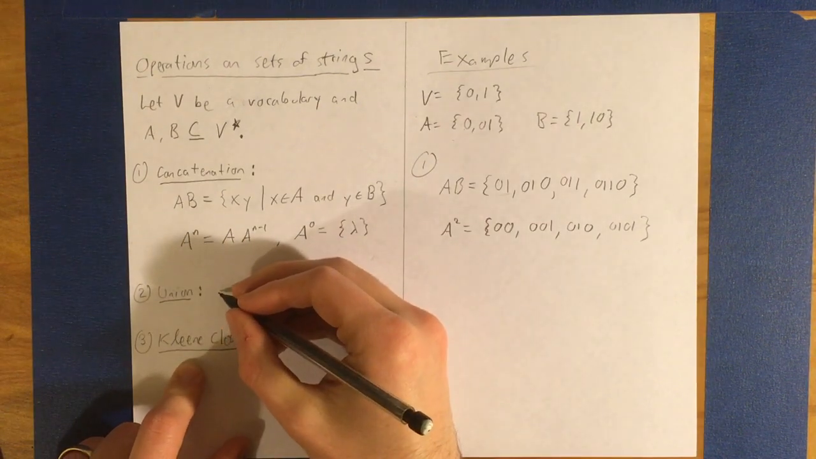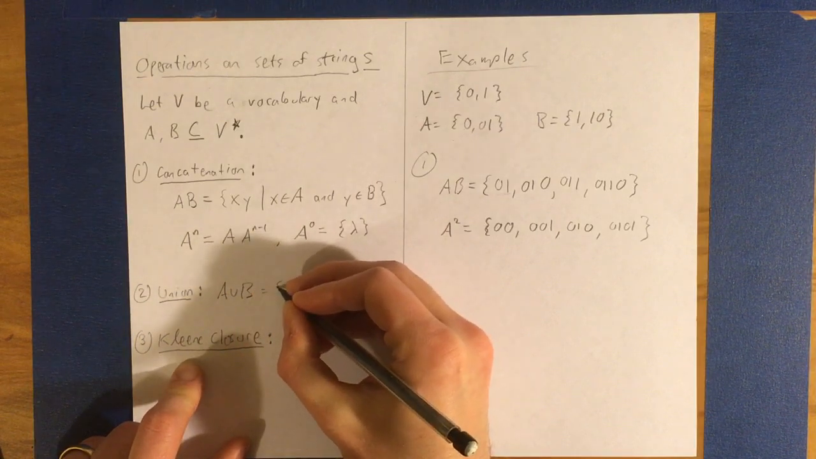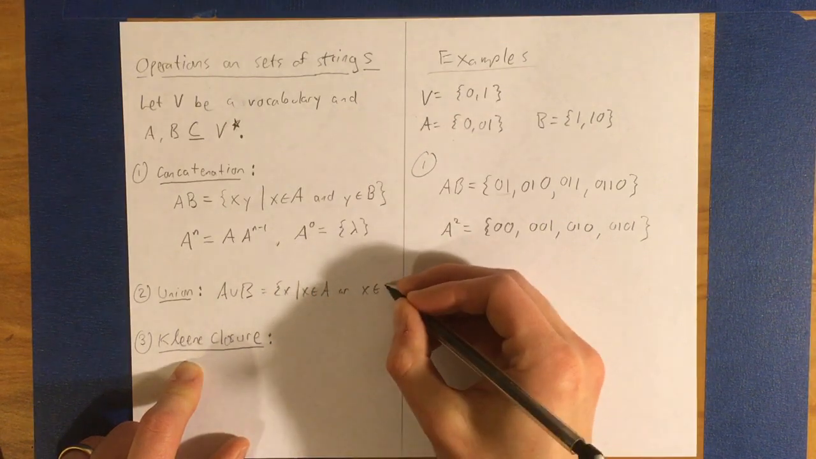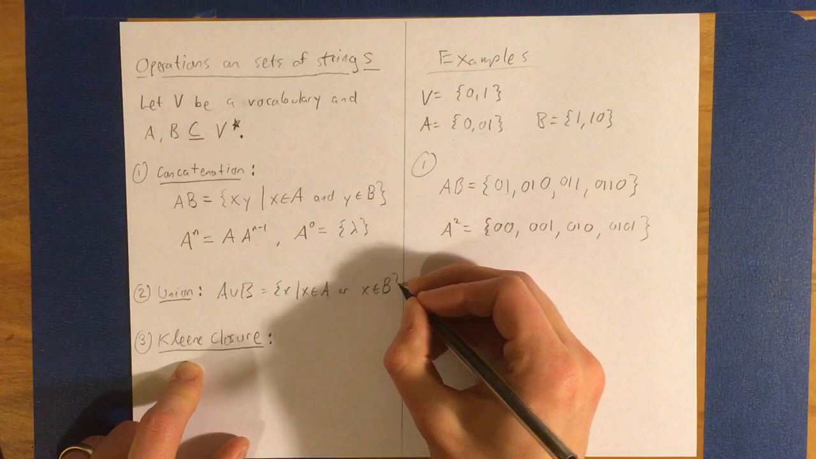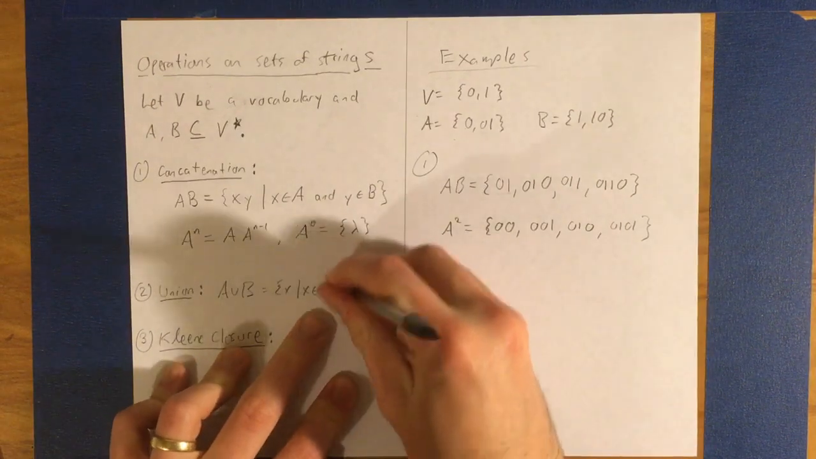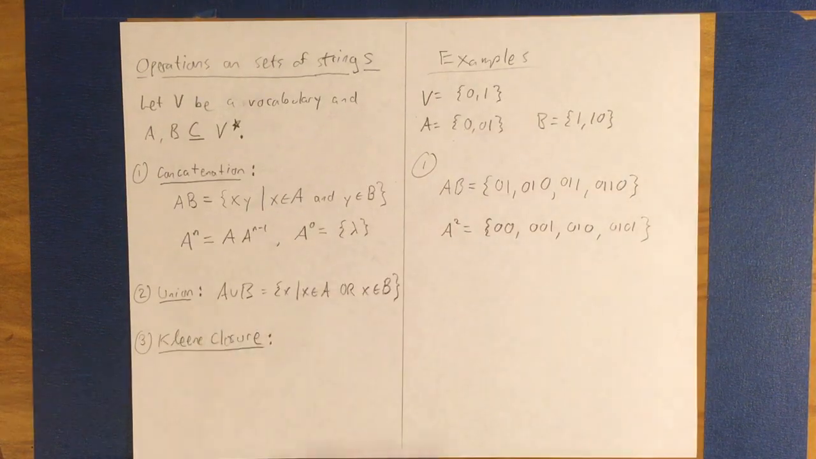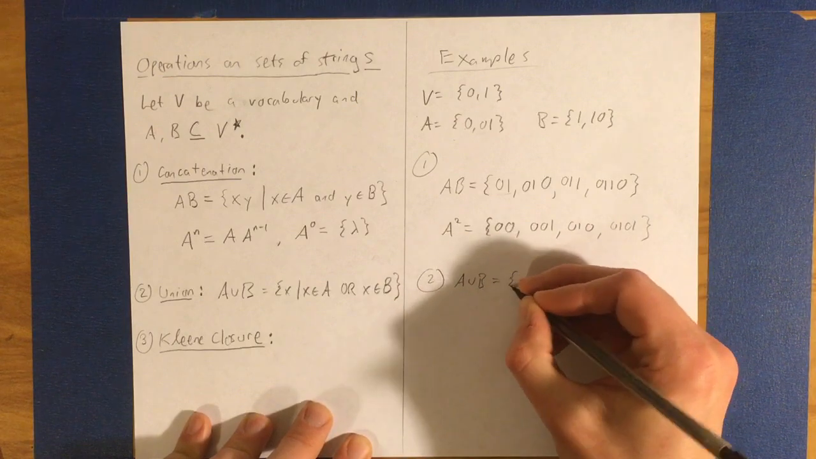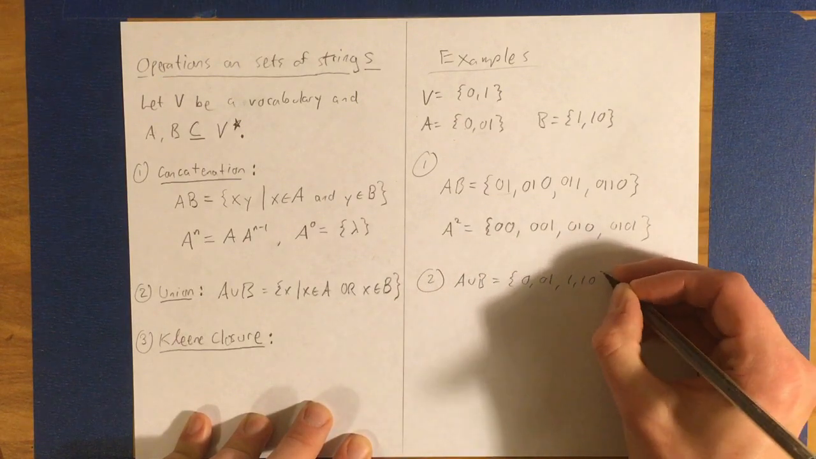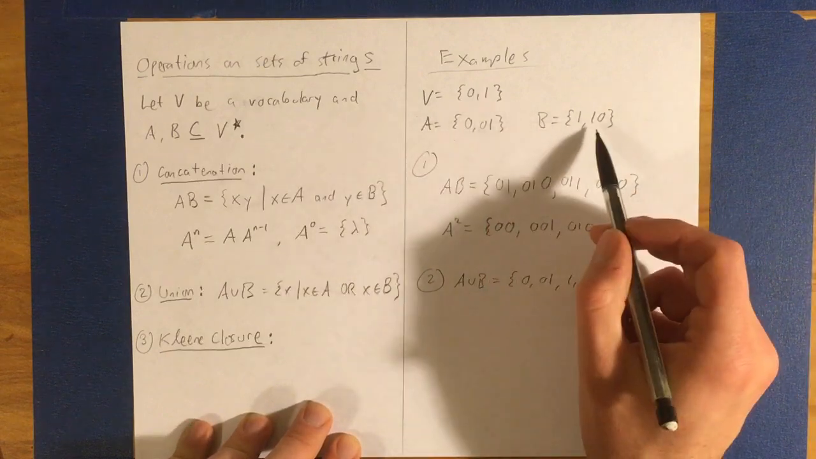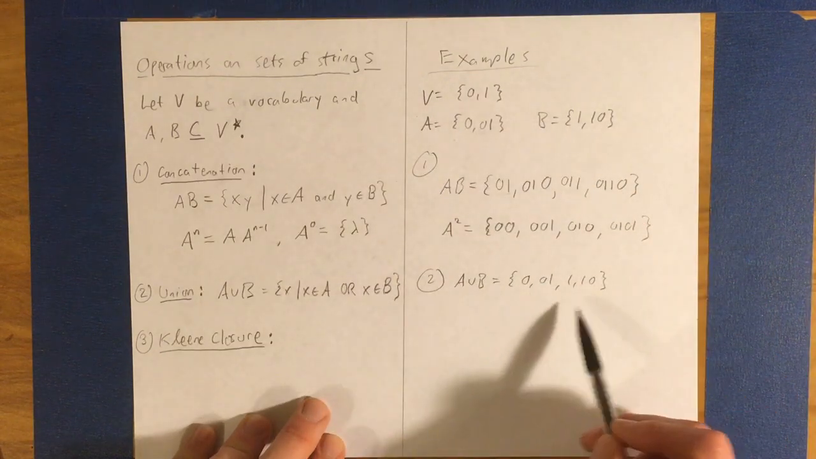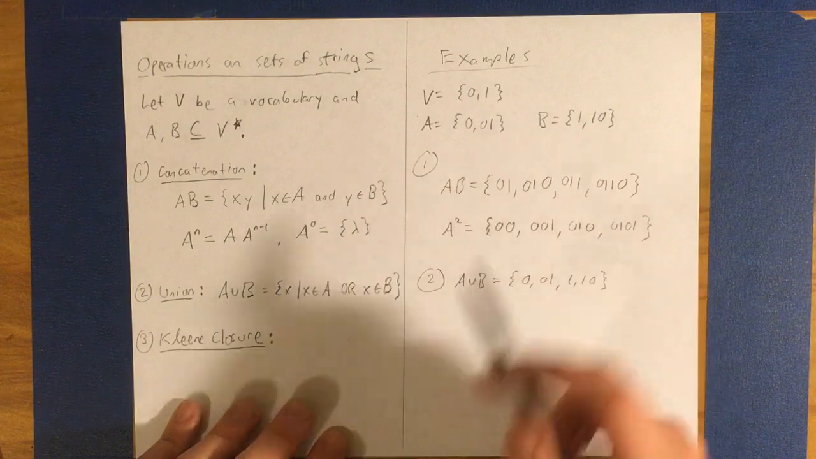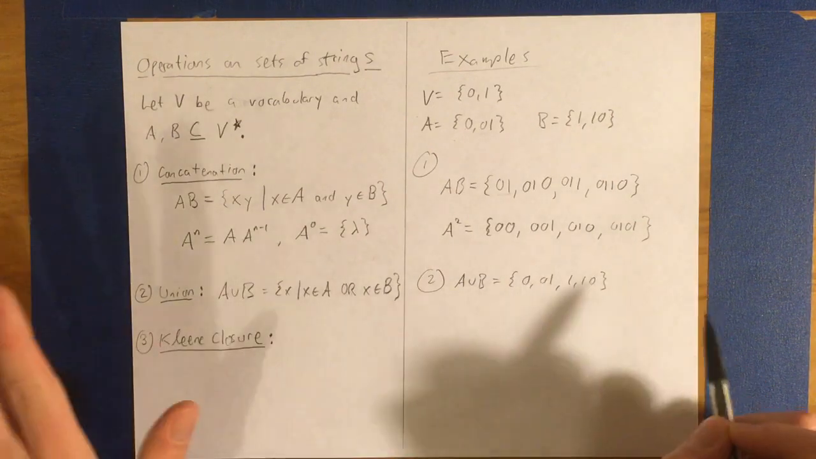The union is exactly what you expect. If you're taking the union of two sets of strings, we define that exactly like we always have: it's the set of all strings X that are either in A or in B. That's an or. So for these, A union B is 0, 0, 1, 1, and 1, 0. You add the number of elements in each set together to get the total number of elements, although if there's any overlap, you would omit that. So that's a maximum of the cardinality of A plus the cardinality of B. That's exactly as it always has been.